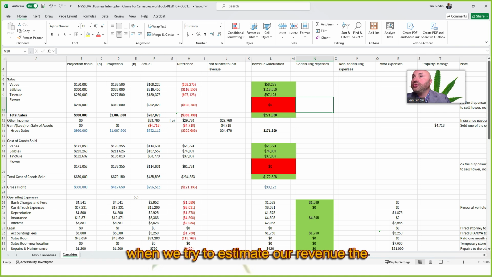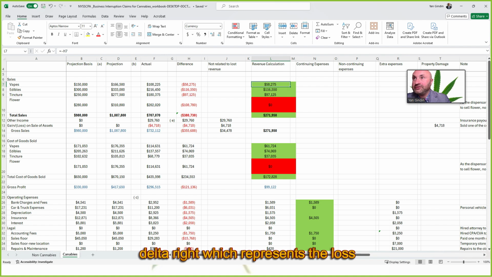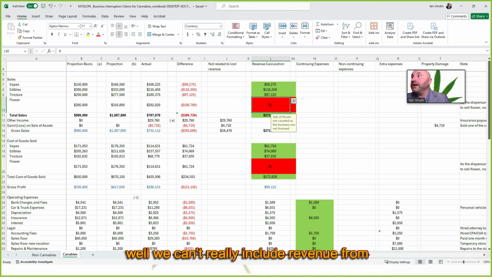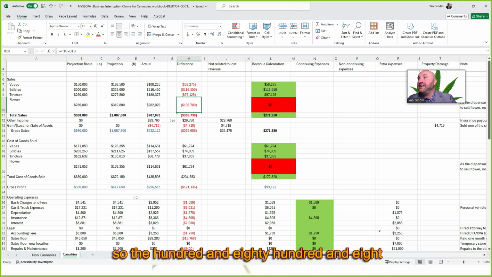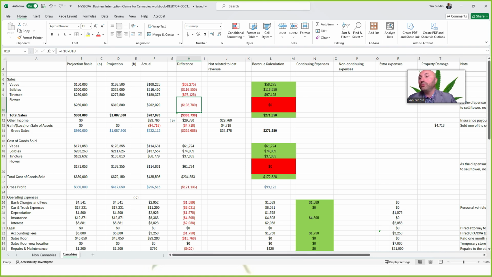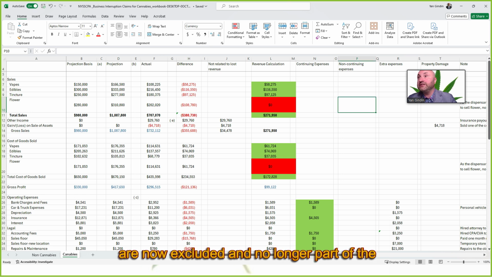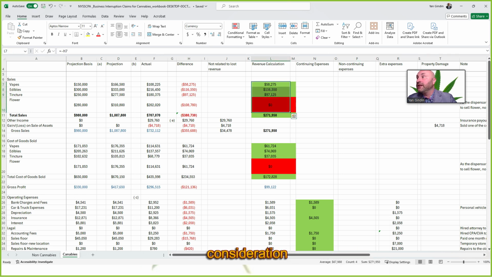Now, when we try to estimate our revenue, the delta, right, which represents the loss. However, not every revenue line item is allowed. Why? Well, we can't really include the revenue stream from the sale of flour because the business wasn't licensed for the sale of flour. So the 108,000 of lost revenues that would have been subject to the coverage had the business been licensed are now excluded and no longer part of the consideration.